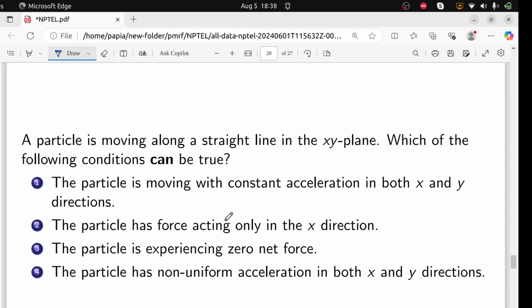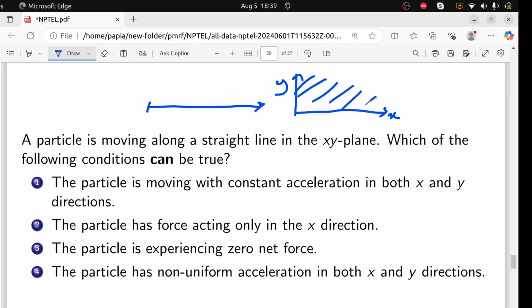Coming to question number 7. The question is telling a particle is moving along a straight line in the xy plane. So that means in the x and y plane, the particle is moving. Let's say the position vector of the particle is r vector, something like a I cap plus b j cap. It can be like that. Which of the following conditions can be true?